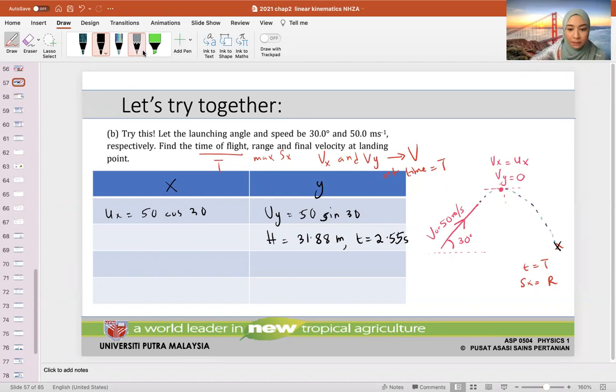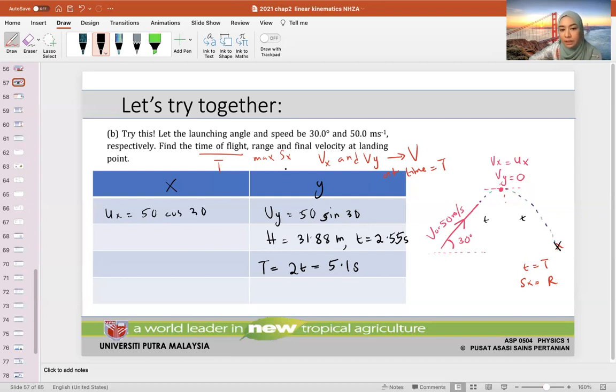Times 2. Betul? Because it's symmetrical, right? You can use that shortcut. So 2t, so it's just 5.1 seconds. So that is our total time of flight. And everyone is okay with this so far? Kenapa darab 2? Okay ke? Yeah, symmetrical. So the time taken to reach the highest point is the same time taken from the highest point to the landing ground. So t and t, so you have 2t. 2t, you get 5.1 seconds.